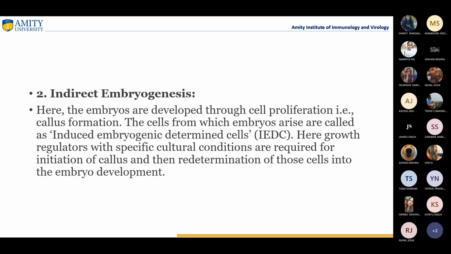And then we have indirect embryogenesis. Here the embryos develop through cell proliferation. That means in indirect embryogenesis, callus formation takes place, right? In direct, no callus formation takes place. In indirect, callus formation takes place, right? The cells from which embryos arise are called induced embryogenic determinant cells. Here, growth regulators with specific cultural conditions are required for initiation of the callus and then redetermination of those cells into embryo development. So proper nutrient conditions are required so that the callus can be further developed into the embryo.